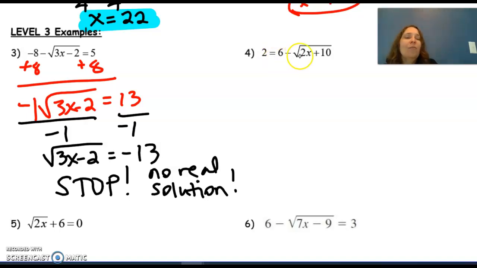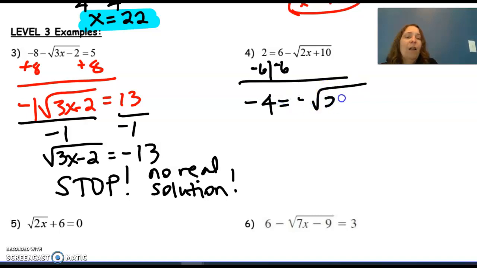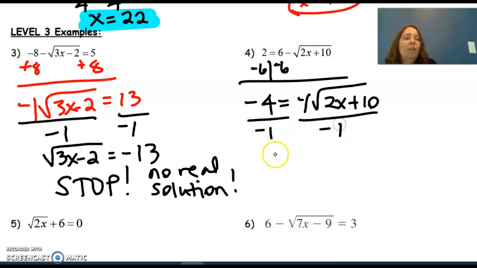Well, we have a 6 out in front of the radical. It's a positive 6, so to make it move, we better subtract 6 from both sides. That gives us negative 4 equals a negative radical. Oh, a negative radical. Oh, no. But again, that's just a negative 1 out front. That's like a negative 1 times the radical. So divide both sides by negative 1. That will give us 4 equals the radical. Well, that's okay. The negative went away.